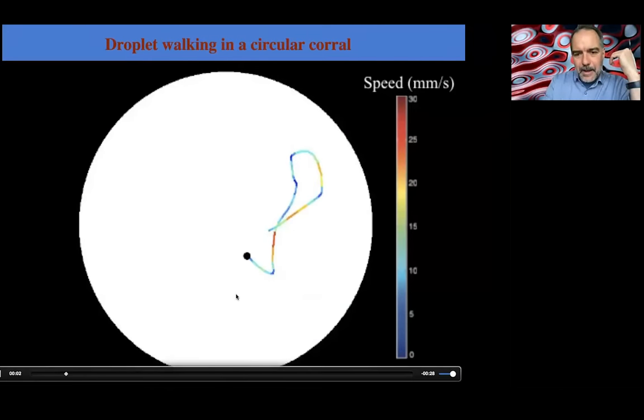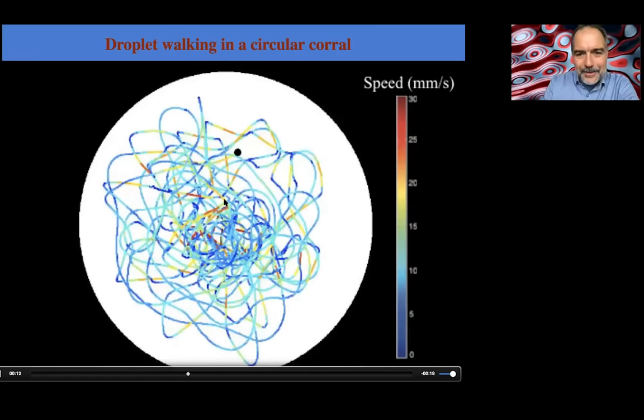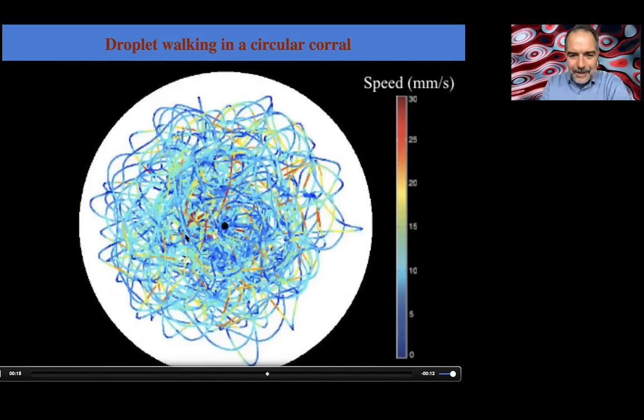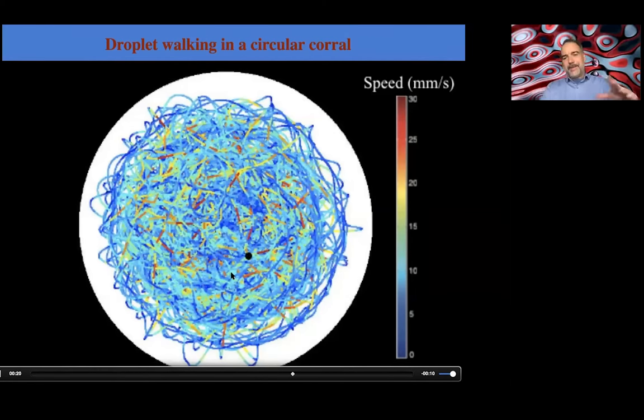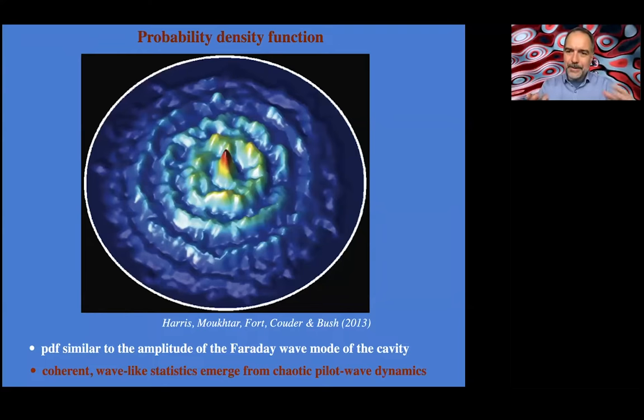So here's our bouncing drop. This is a video of the drop trajectory, and it's color coded according to drop speed. These are again Dan's experiments. And you can see a couple of things. Notice that its speed seems to be modulating a little bit. There are variations in speed, which seem to correspond to the Faraday wavelength. But you think we're never going to get anything here. This is too much of a mess. It's a complete hodgepodge. It's chaotic. But nevertheless, in the fullness of time, there's a correlation between position and speed. And as a result, you get this emergent statistical waveform, which looks like the mode of the cavity. Okay, so again, you see how chaotic pilot wave dynamics can give rise to coherent statistical behavior, which looks very much like that in quantum mechanics.